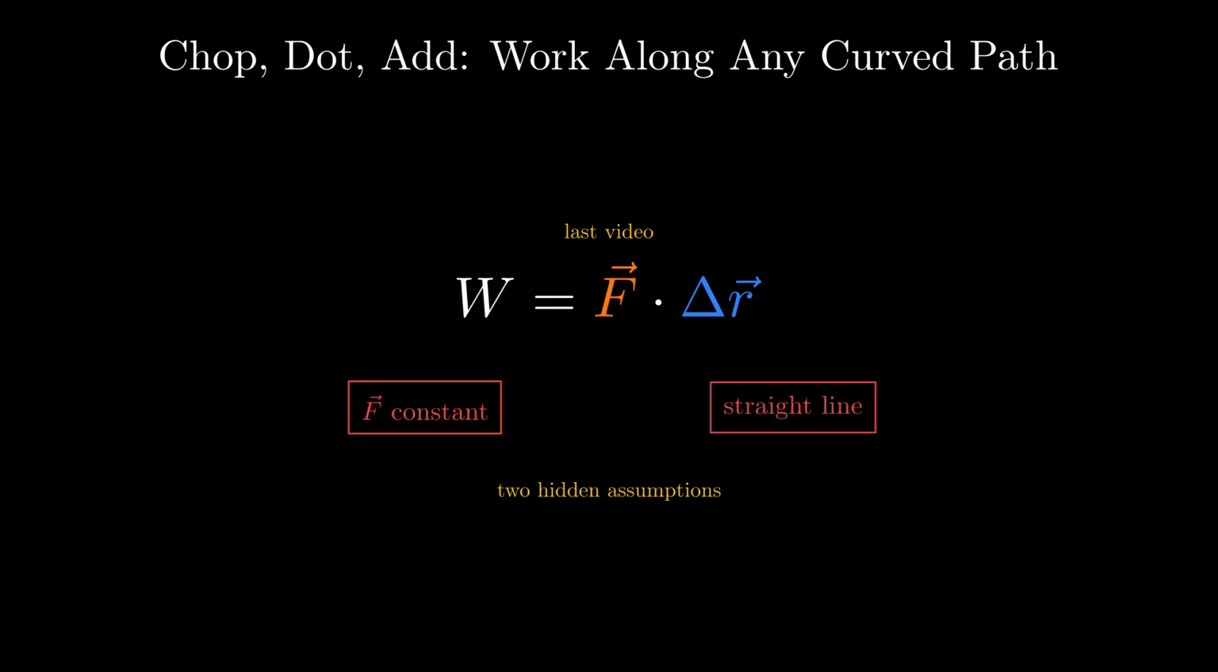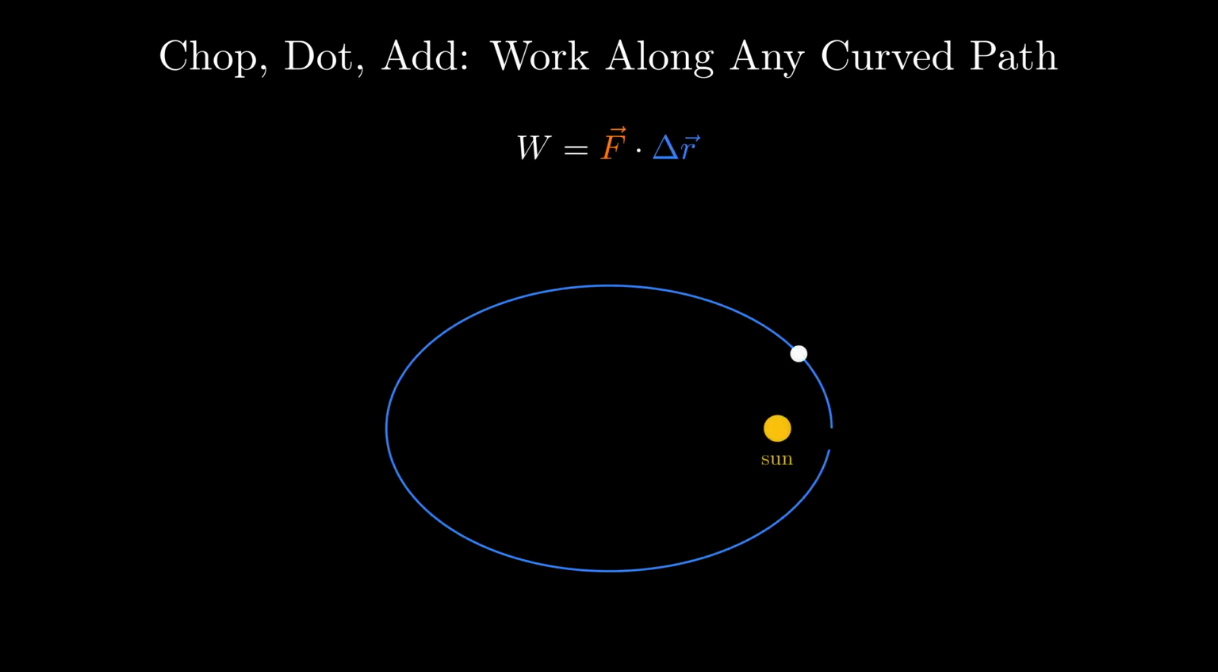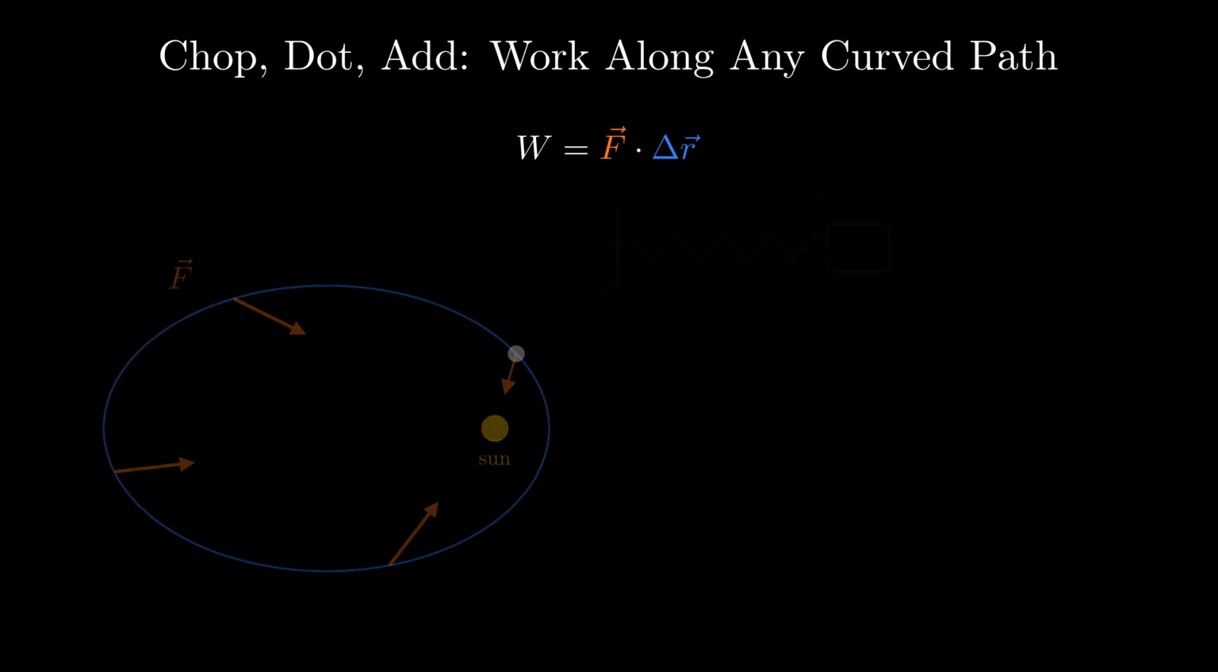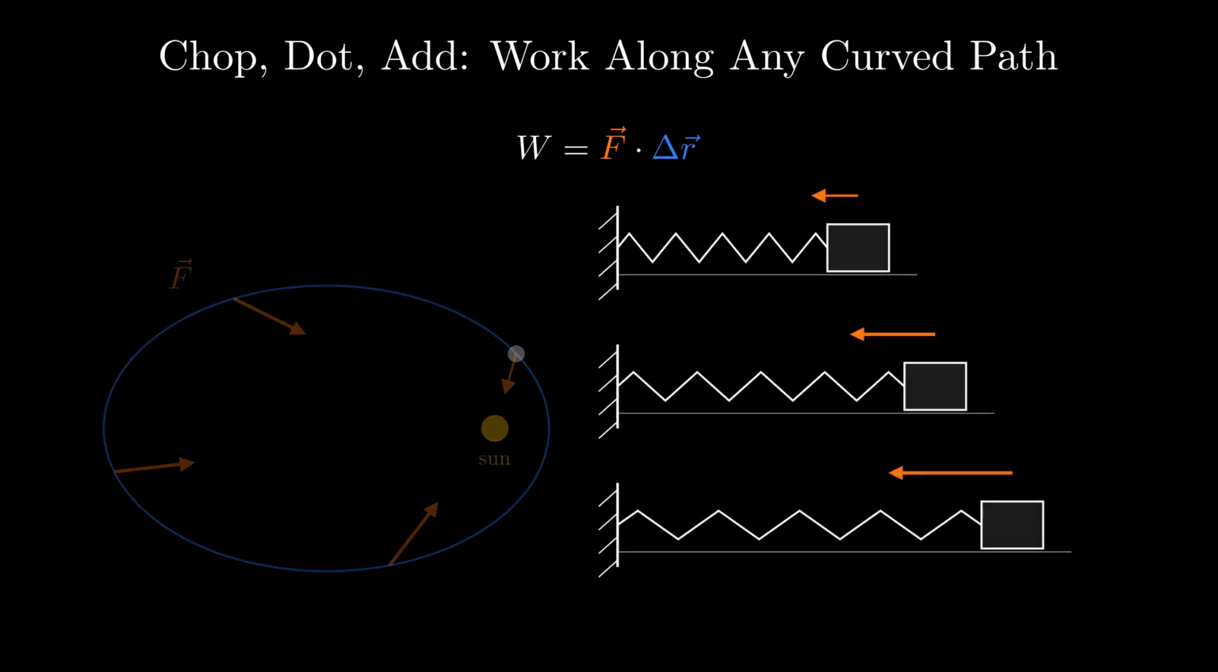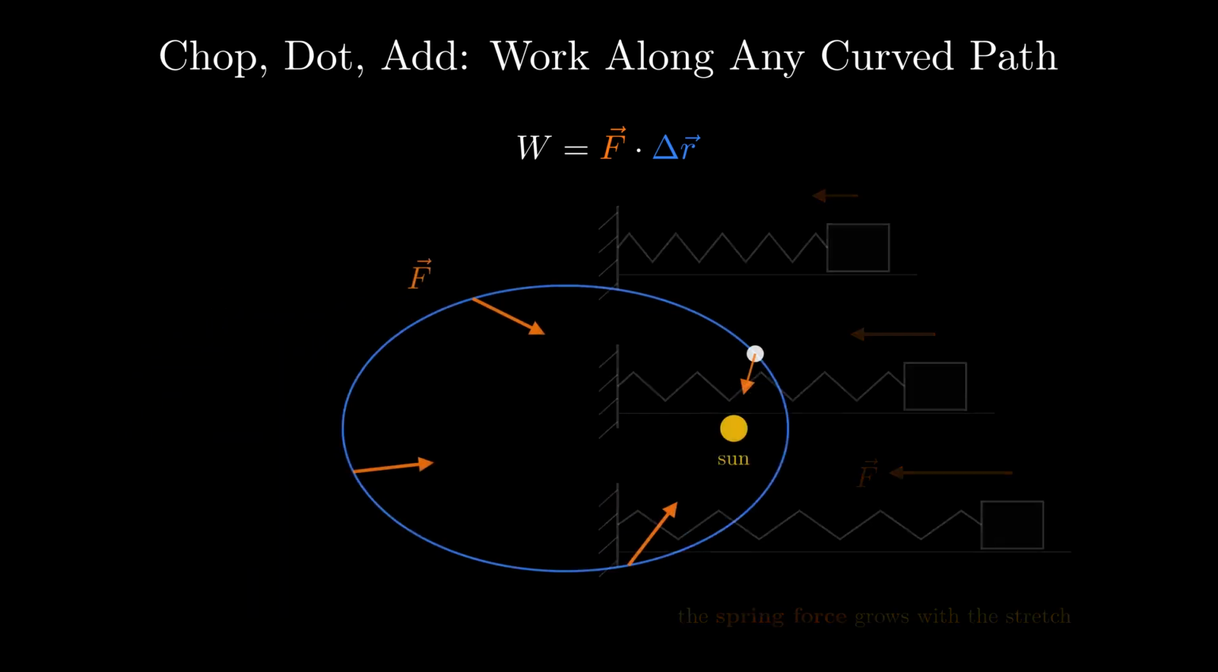The work formula from last video, F dot delta R, carries two hidden assumptions. The force stays constant and the body moves in a straight line. Real motion breaks both. A planet swings around the sun on a curve while gravity changes direction at every point along it. A spring pulls harder the farther you stretch it. This video removes both assumptions with one tool, the line integral.